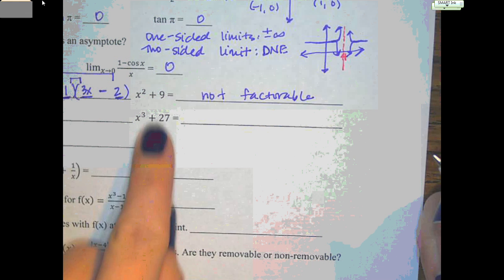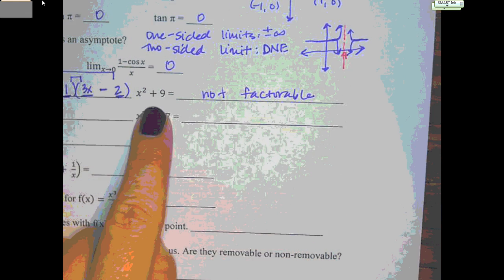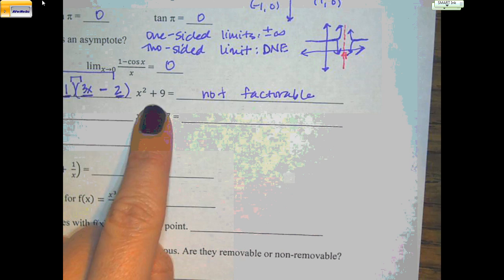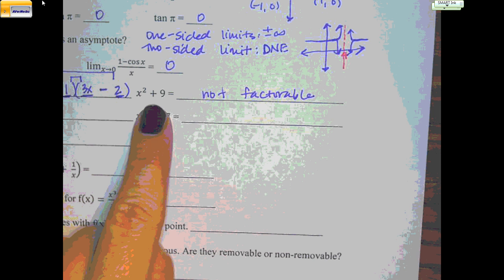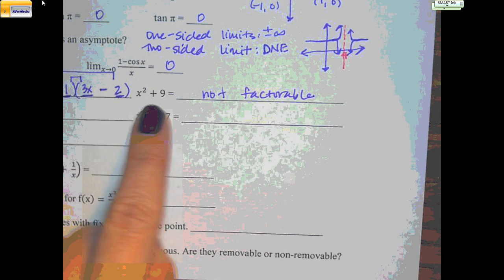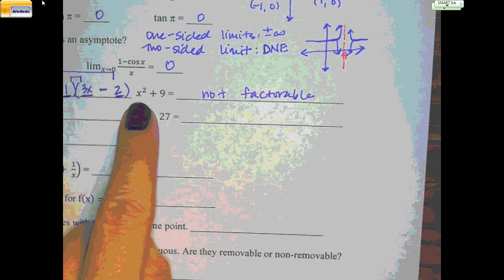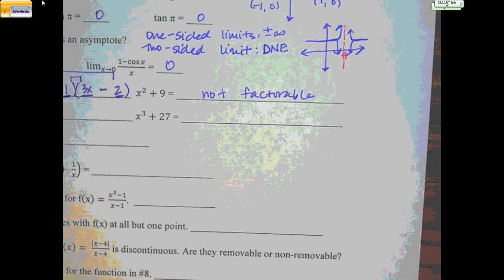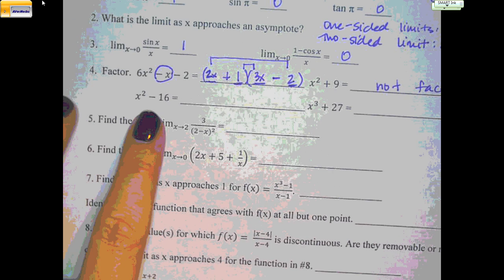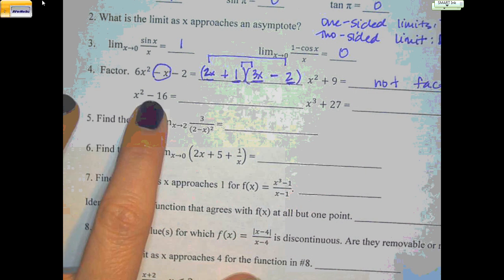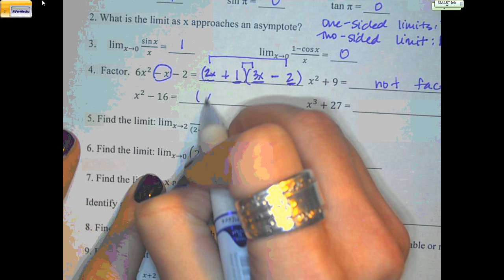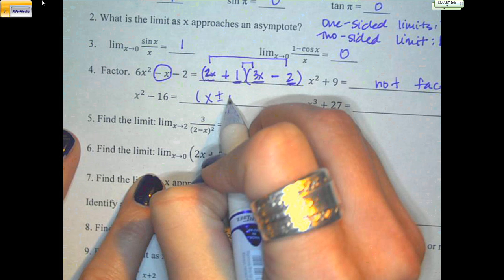Let's say x squared plus 9 was a denominator of some crazy thing. And let's say that the question said, where are the vertical asymptotes? Where would they be? It wouldn't have any. If you can't factor it, x can be anything. That means it's continuous. Are there any questions on that? That's why that's on there. Next one, x squared minus 16. That's the difference of 2 perfect squares. That one you can factor into x plus 4 and x minus 4.